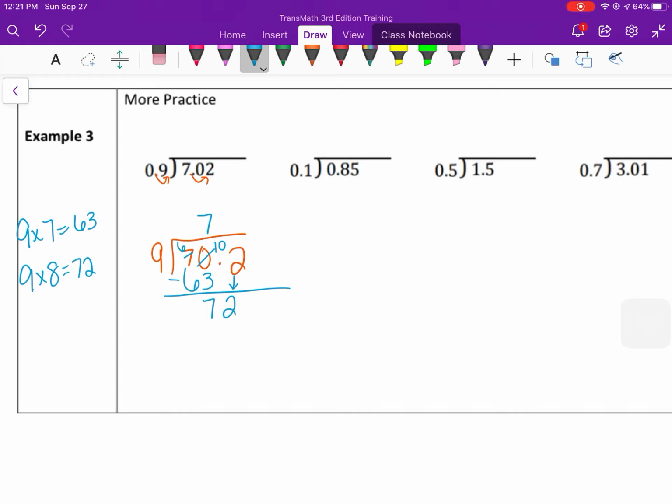Bring down the 2. And 9 goes into 72 8 times. So 8 up here, and then 9 times 8 is 72. So we subtract. And then we move the decimal point straight up in our final answer, so 7.8.